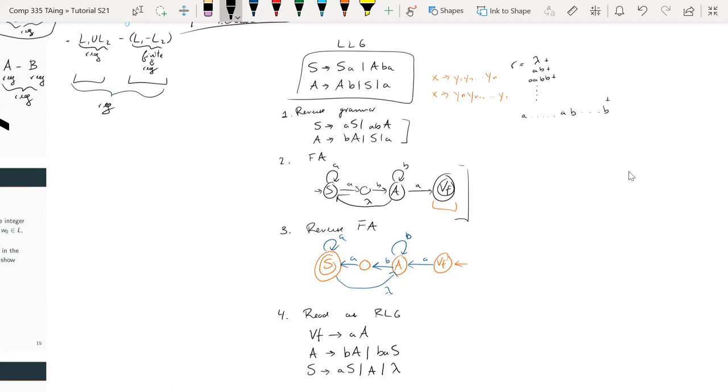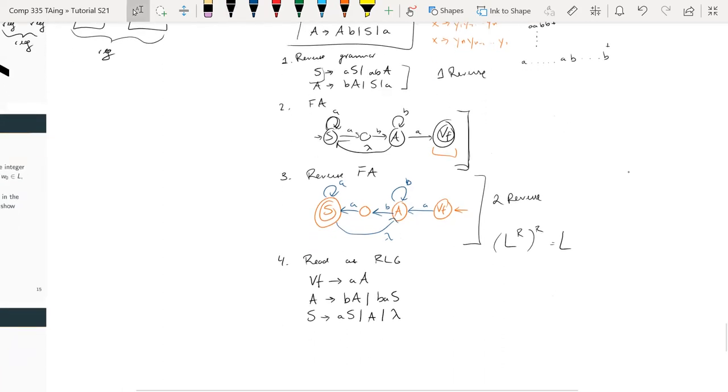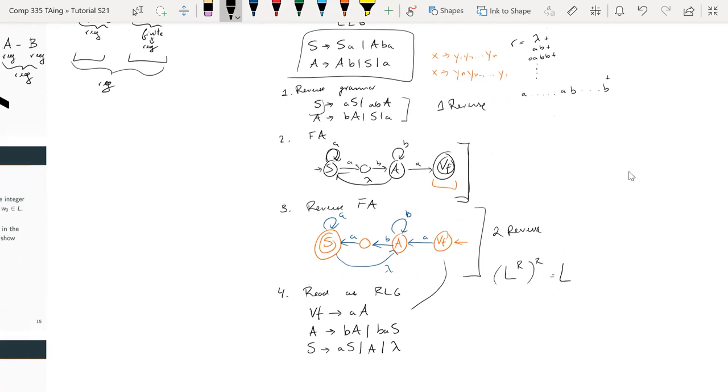Then I create the FA, which is easy to do because there are rules for, let's say, AS. That's just use the transition A and you go back to the variable S, where each variable becomes a state. So you have this FA, then you reverse the FA. Remember I showed how to reverse an FA several minutes ago. So this is one reverse, and this is a second reverse. L reverse reverse is equal to L, so that's what you're doing. Then you just read the FA as a right linear grammar. Yeah, no problem.